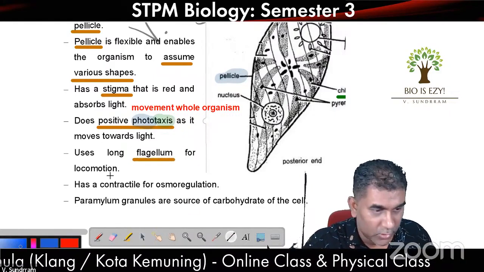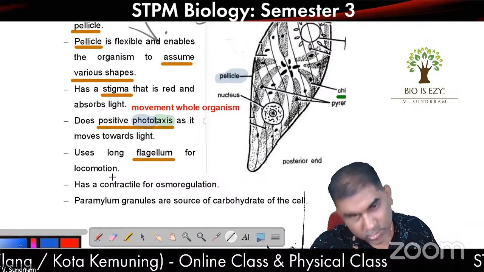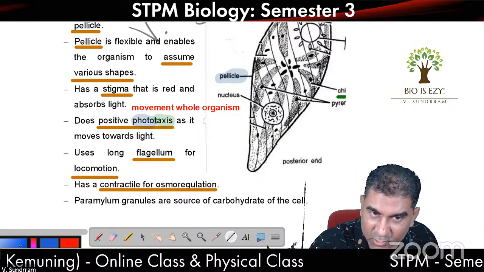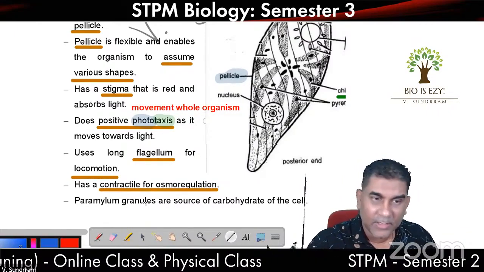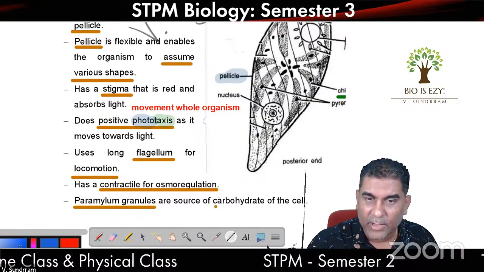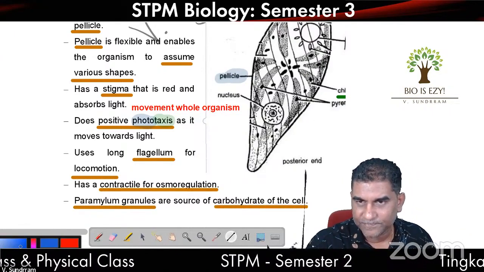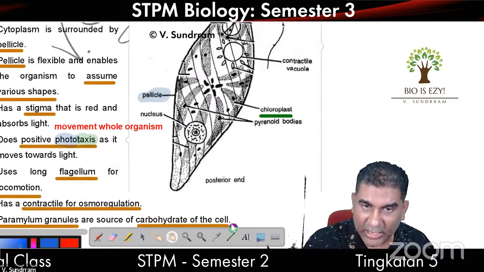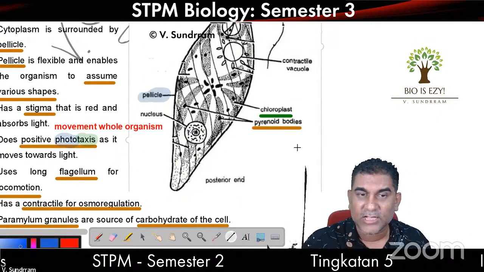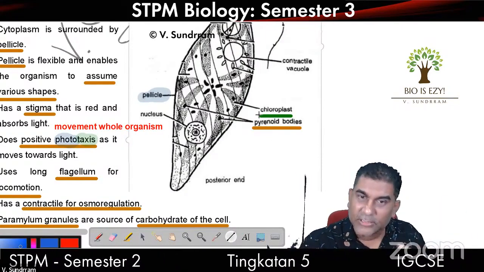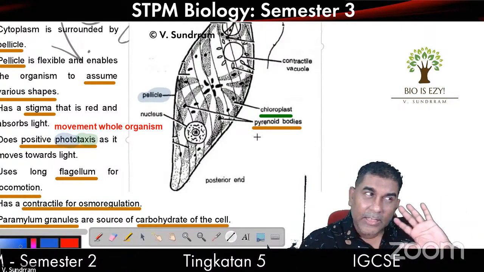Movement is also known as locomotion. They also have a contractile vacuole for osmoregulation. They have something called paramylum, which is carbohydrate storage. Something extra: according to the picture, they also have pyrenoid for starch synthesis. I didn't put it in the list, but in the picture we have pyrenoid.